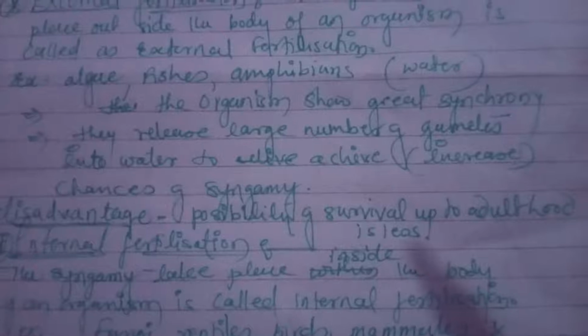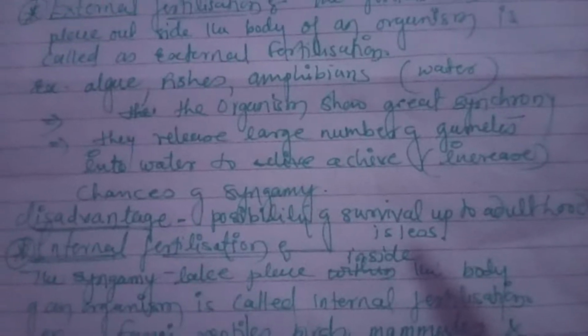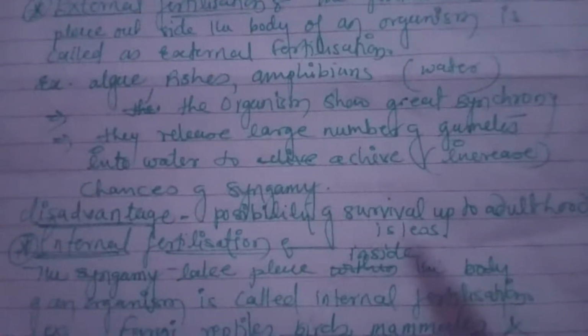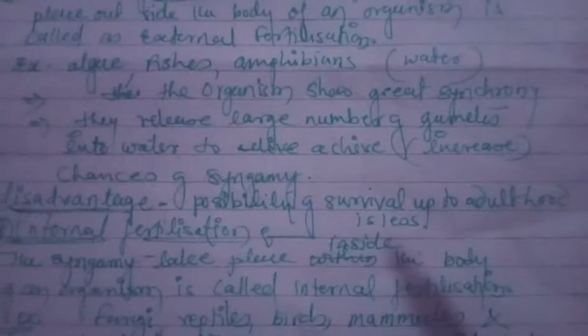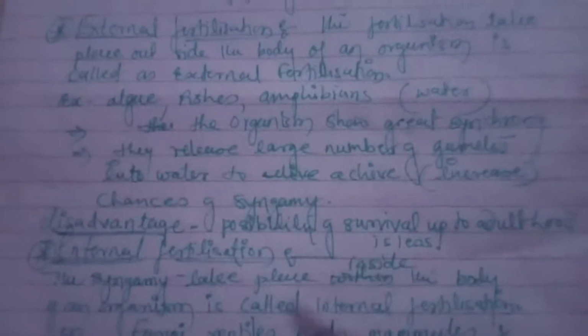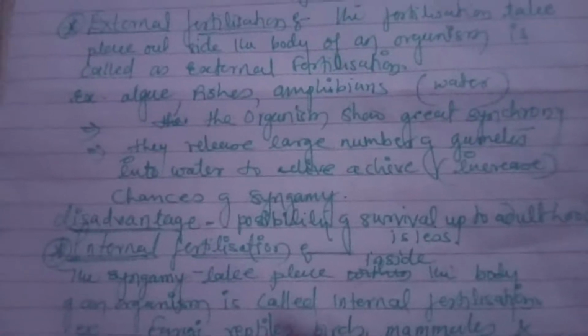Why, when a knowledge based question is asked, because they directly come in contact, means whatever the gametes are there, they are directly in contact with what we are going to call predators.